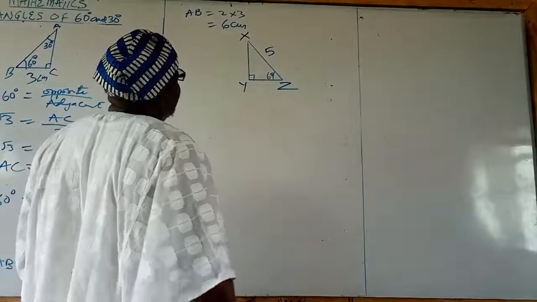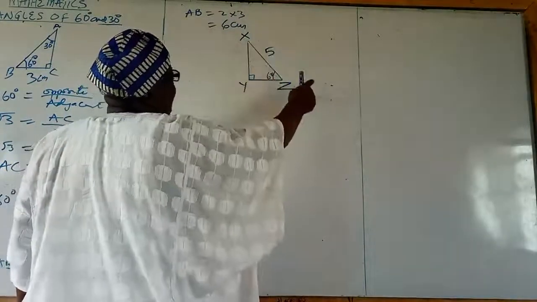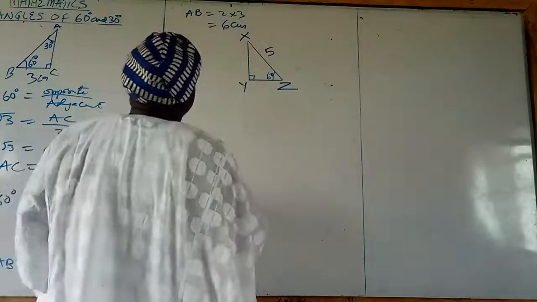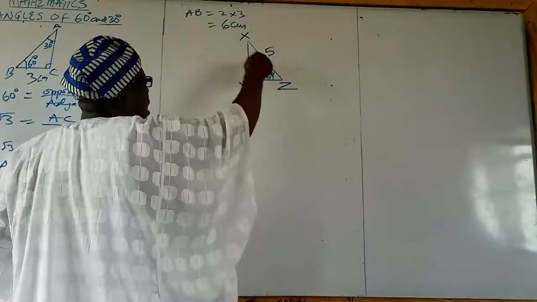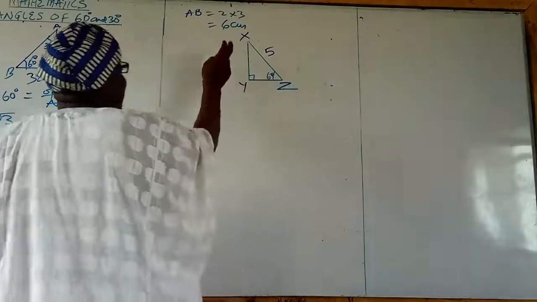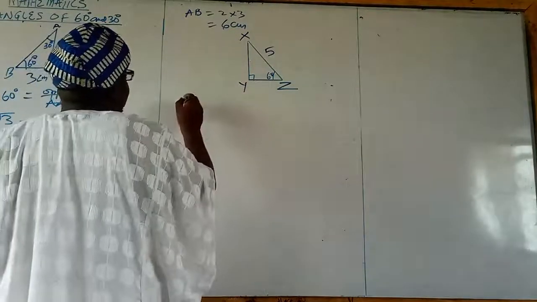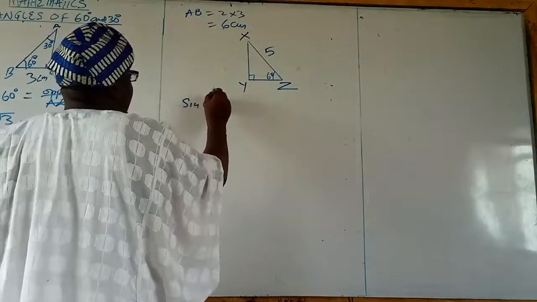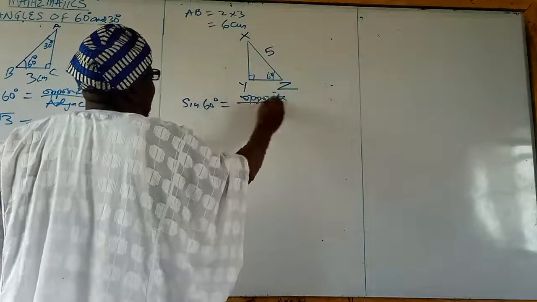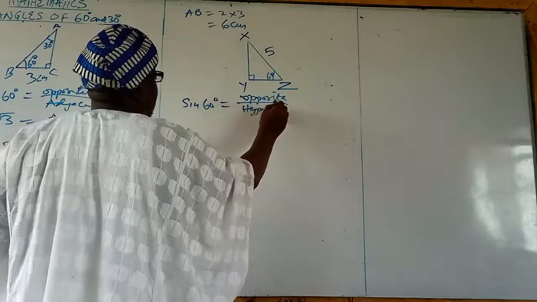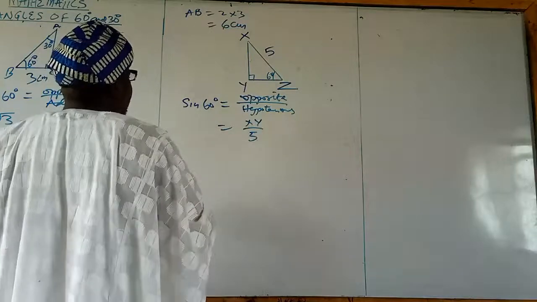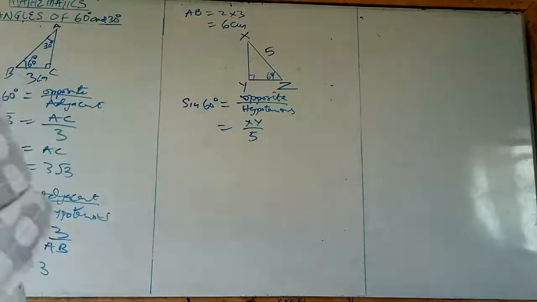Triangle XYZ. The angle is 60 degrees and XZ is 5. We want to find XY and YZ. XY is opposite angle 60, XZ is the hypotenuse, YZ is adjacent. So for XY we use sine. Sine 60 is opposite over hypotenuse. So opposite is XY, hypotenuse is 5.